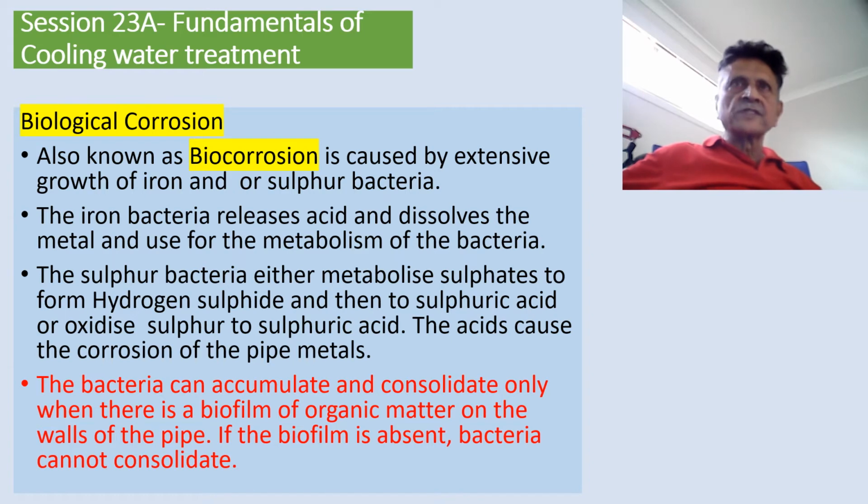Another form of corrosion is called biological corrosion or biocorrosion. There are generally two types of bacteria that cause the corrosion. One is the iron bacteria. The iron bacteria actually release acids and dissolve the metal and utilize the metal for the metabolism of the bacteria. By releasing this acid and dissolving the metal, the bacteria cause holes.